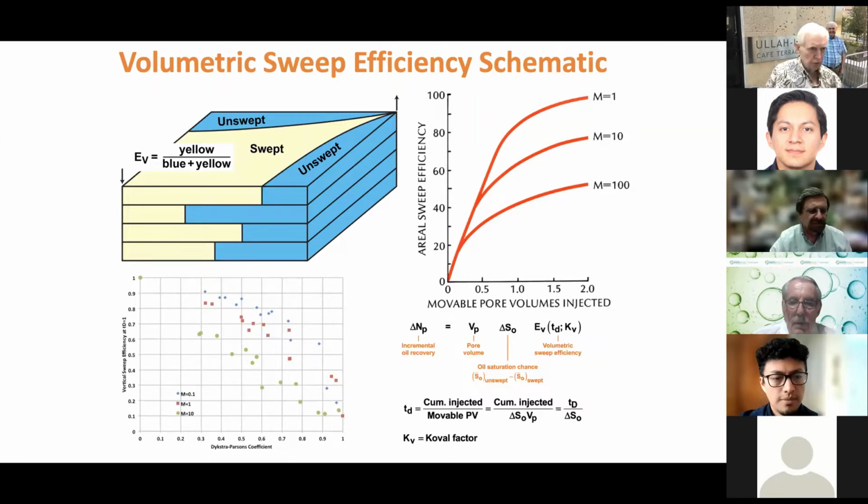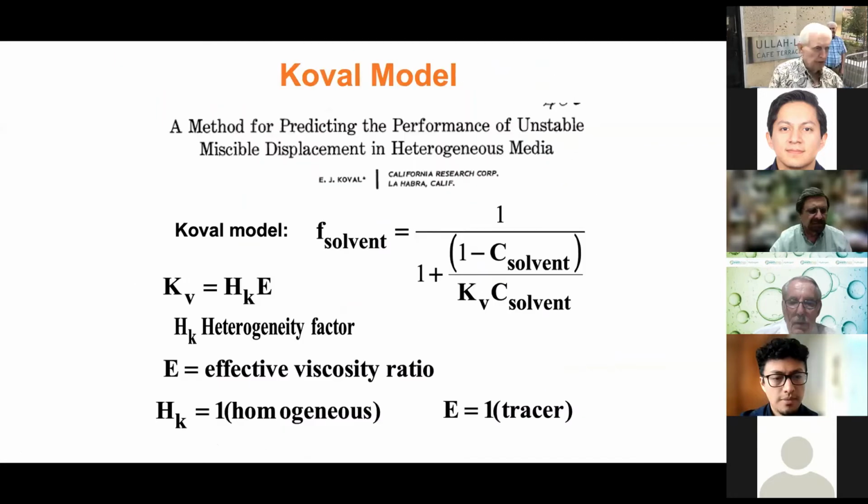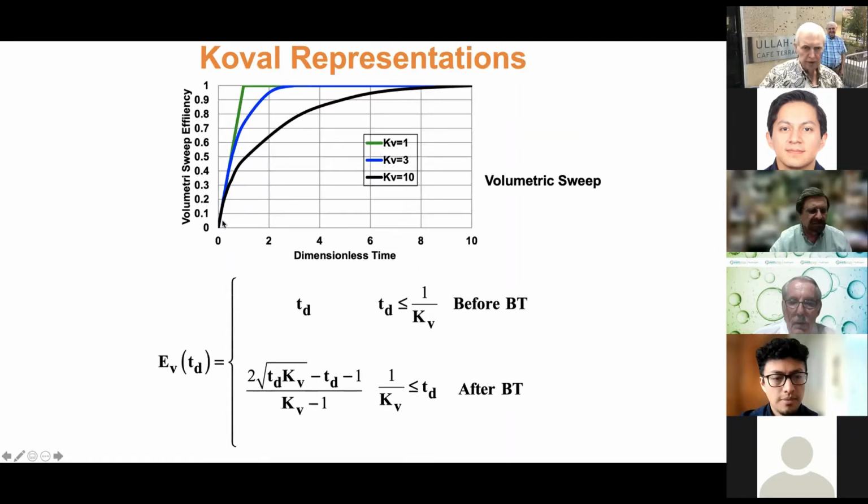A little side track here. The Koval factor was actually invented in 1963 by this guy here, and our students over the last few years have been taking this idea and applying it to nearly 100 field cases, and to my surprise, it works pretty well. And it's also very simple, because here is the volumetric sweep efficiency calculated from this simple equation. A Koval factor of 1 means that the field is homogeneous. The larger the Koval factor is, the poorer the sweep and the more heterogeneous things are.